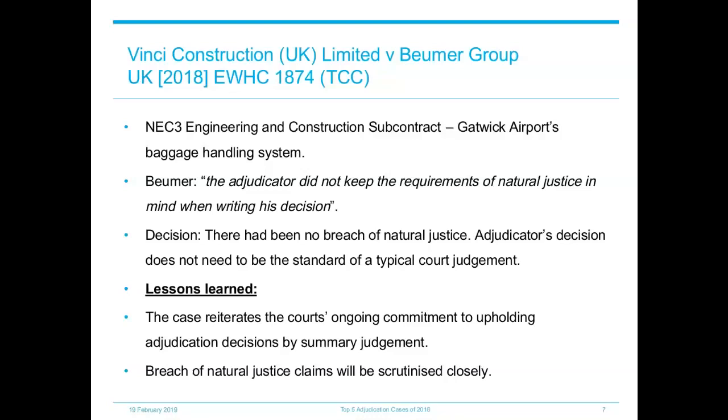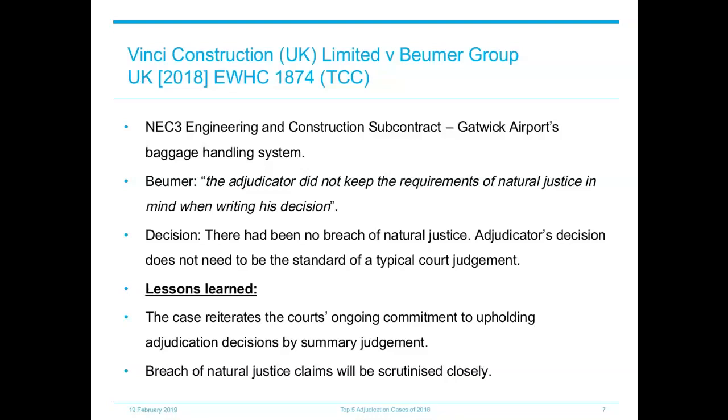Beumer was aware of the prior adjudication decision in 2016 and, since then, had referred 3 disputes to the adjudicator without raising any concern about a breach of natural justice occurring in relation to the prior adjudication. The court reiterated that an adjudicator's decision does not need to be the standard of a typical court judgment, but rather needs to be sufficiently clear so that the reasoning can be understood, regardless of whether the decision and reasoning is right or wrong. The court therefore found no breach of natural justice in this case.